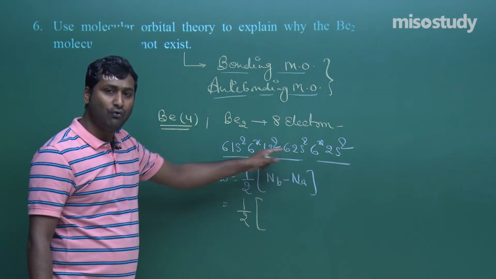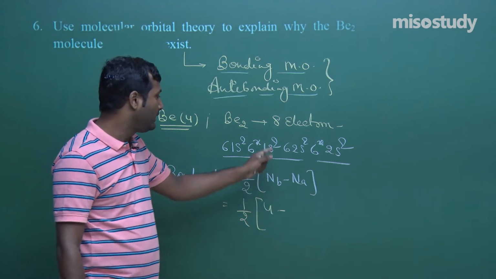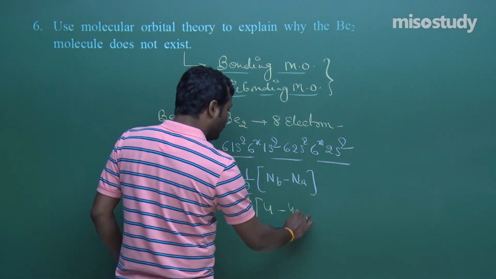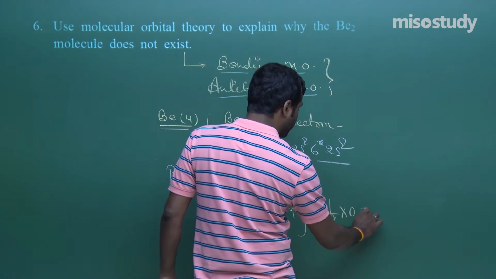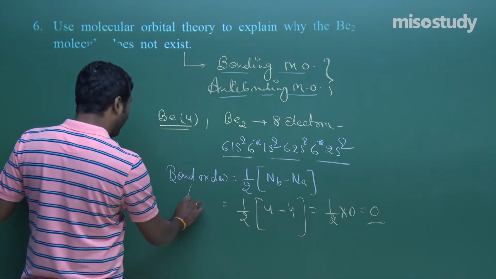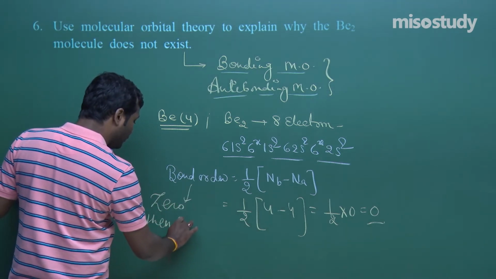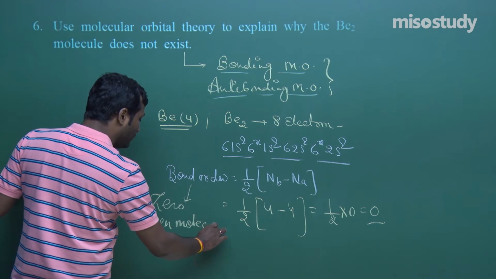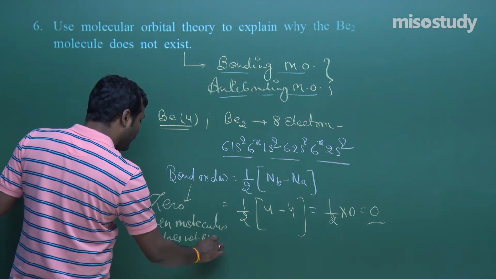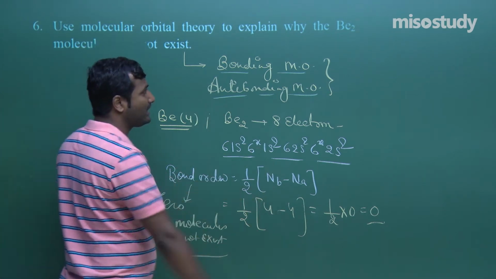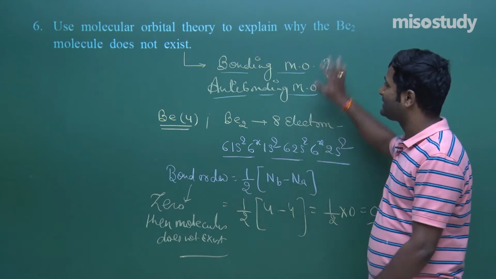2 and 2, 4. Put here 4. How many electrons are in anti-bonding? 2 and 2, 4. So 4 minus 4 is equal to 0. So 1 by 2 into 0 is equal to 0. If bond order is 0, then we know the molecule does not exist. So by MOT we can easily explain that Be2 does not exist, my friend.